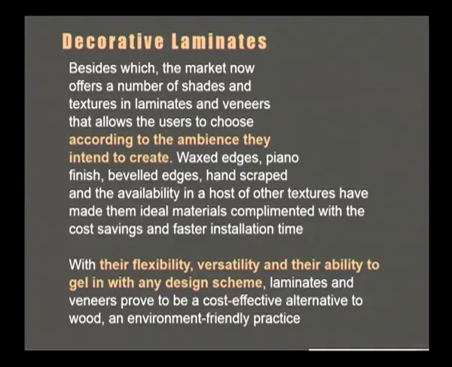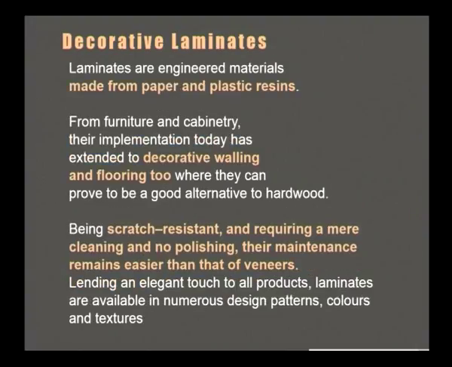Wood, though extensively being used in interiors, is now being replaced a lot in laminate form because of the various environmental concerns in how it can be manufactured and used. Laminates are engineered materials made from paper and plastic resins. So that is what basically a laminate is. Paper and plastic resins are its important primary materials.